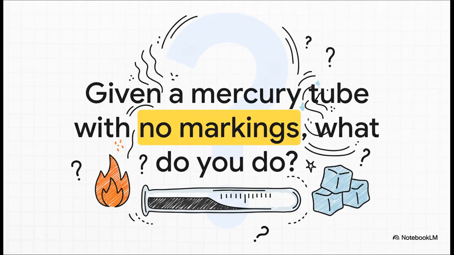Imagine I just hand you a simple glass tube filled with mercury. That's it. No markings, no numbers, nothing. You know the mercury goes up when it's warm and down when it's cold, but how do you turn that into a useful thermometer? Where would you even begin?